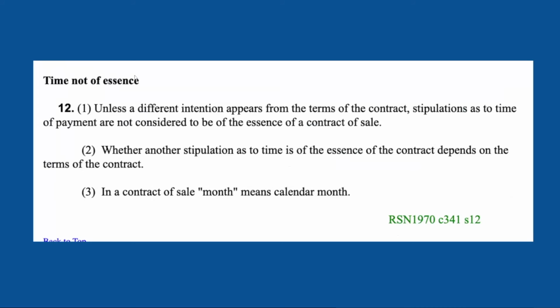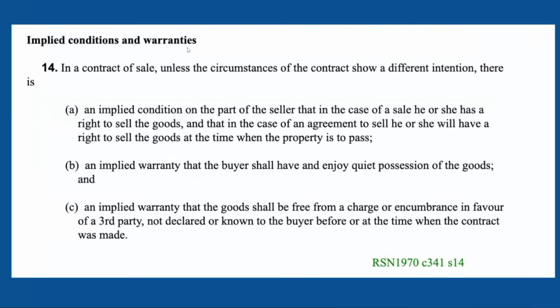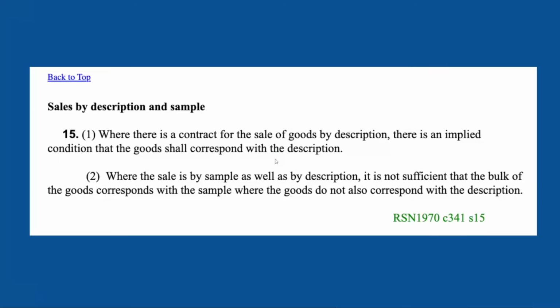Time not of the essence. It talks about the idea of timing: unless a different intention appears in the terms of the contract, stipulations as to the time of payment are not considered to be essential to the contract. If there's a breach of condition, what happens? Again, it codifies what we've talked about in the previous section. It says we could put conditions on a contract, and what happens if there is a breach. The implied conditions, again, absolutely codify what we've talked about in the previous section.